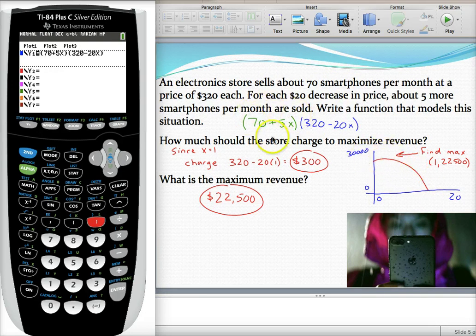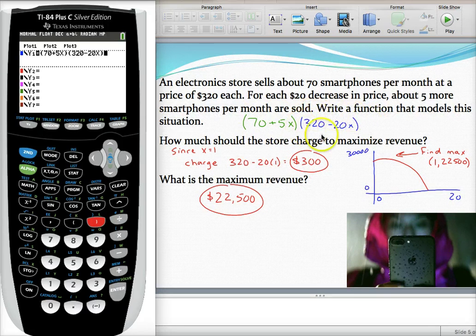One parenthesis should always be about how much stuff you're selling. Right now I'm selling 70 smartphones, and I noticed that when I change the price, I sell about 5 more. So 70 plus 5X, where X represents how many times you change the price. Each time you change the price, you sell 5 more smartphones, starting at 70. There's my green parentheses, my first part.